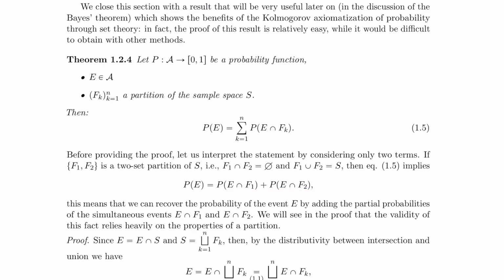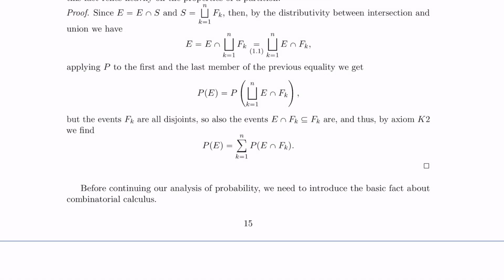So you see that when you consider just two sets in the partition, this seemingly abstract formula becomes much more comprehensible. Now let's discuss the proof.